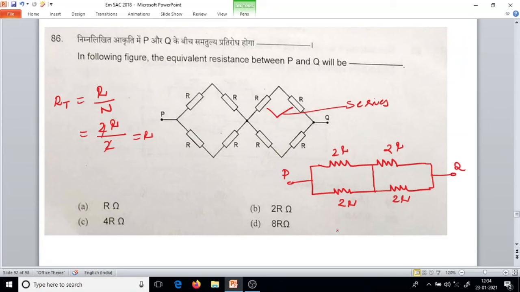So again this circuit gets simplified like this, R, R. So this will be R, this also will be R. This is the P point, Q point. So across, what is the total resistance then? 2R.